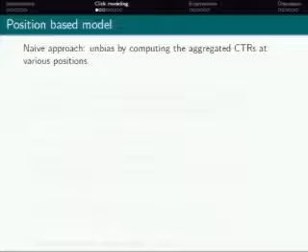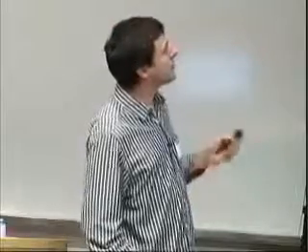Okay, so position-based model. The most naive thing you could think of, the simplest thing, would be to look at the click-through rate in different positions, and you say, for instance, the click-through rate in position 1 is twice higher than the click-through rate in position 2. So I'm simply going to multiply, every time I have a URL in position 2, its click-through rate by 2 to try to unbias it.